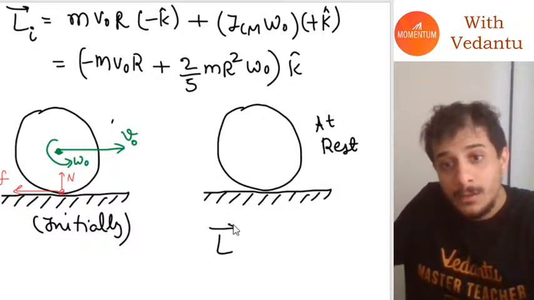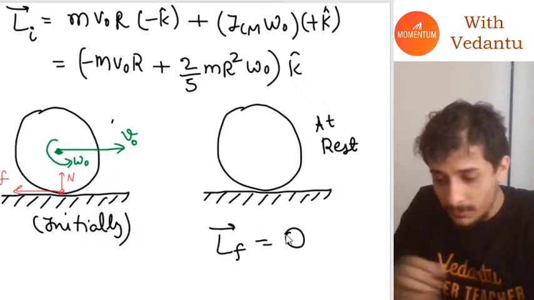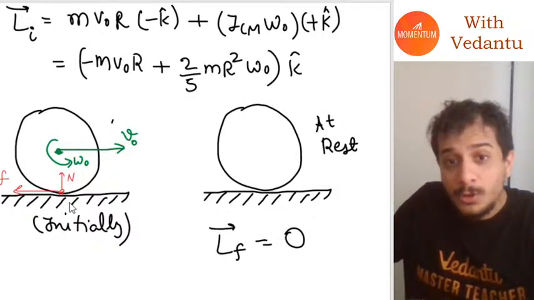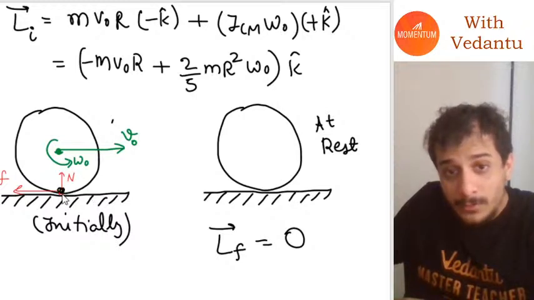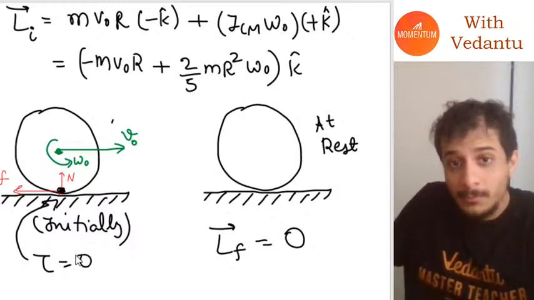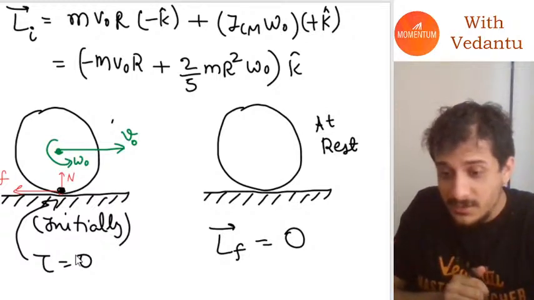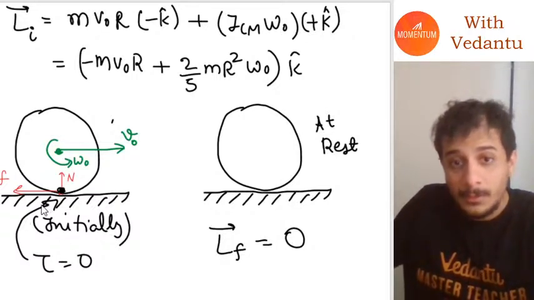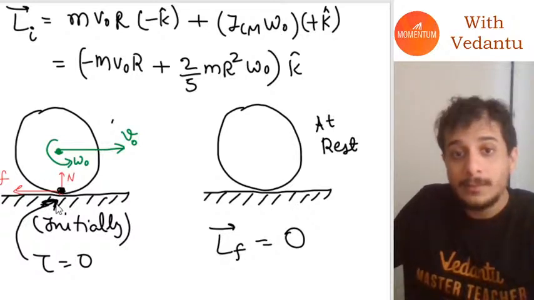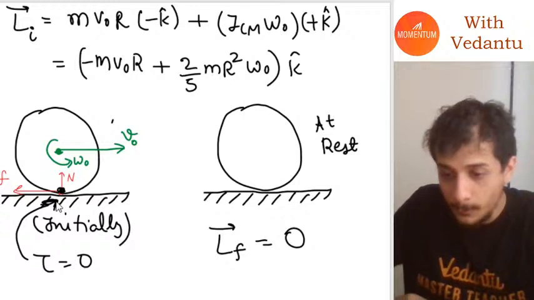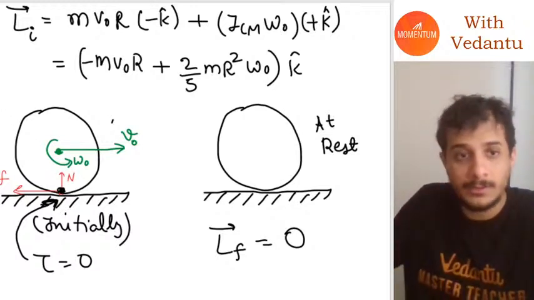So, final angular momentum will just be equal to what? Zero. There is no torque. See, there is a force, but if I calculate the torque about this point, it will be zero. There is no torque about the bottommost point. That's why the angular momentum about the bottommost point is zero. Okay, I hope everybody understood.